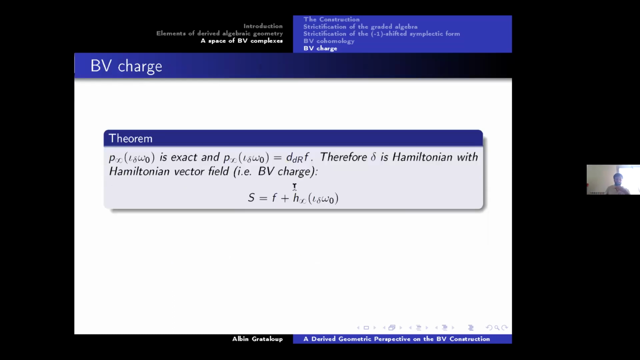And the last thing I want to mention is that this is actually the case. And it's even nice because P infinity of this contraction is exactly d de Rham of F. It's very simple. It cancels a lot of what is complicated. And this shows that the differential that we had on our complex is Hamiltonian. And it even gives some kind of formula for the BV charge, where it's F plus this H infinity defined before of this contraction of delta with omega 0. So this is the way I wanted to go.